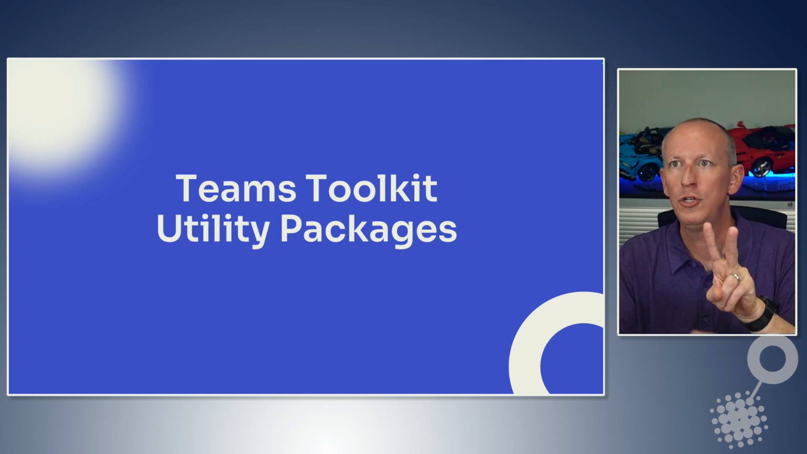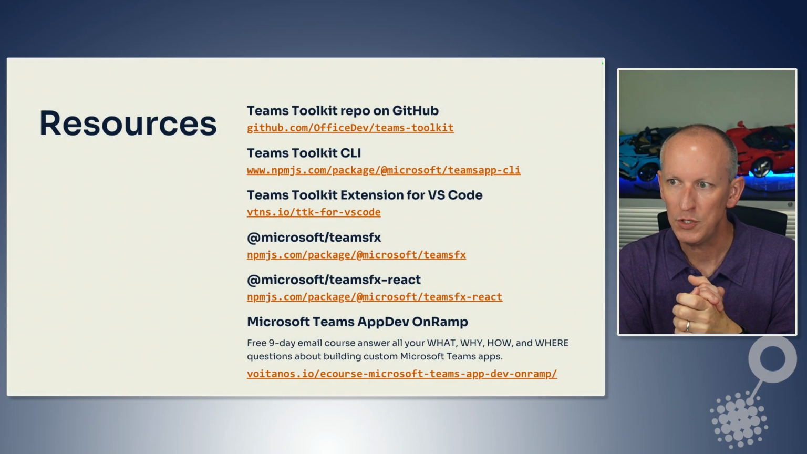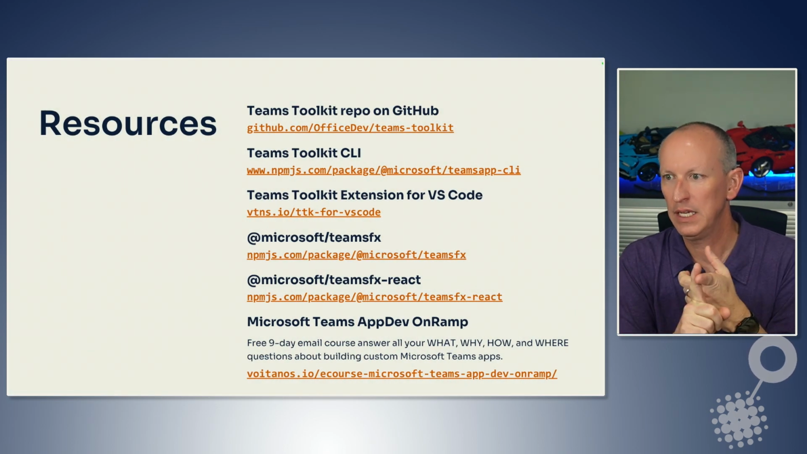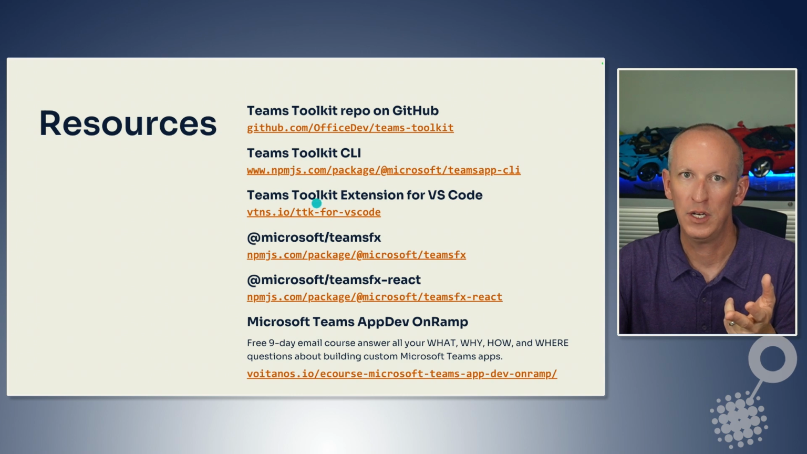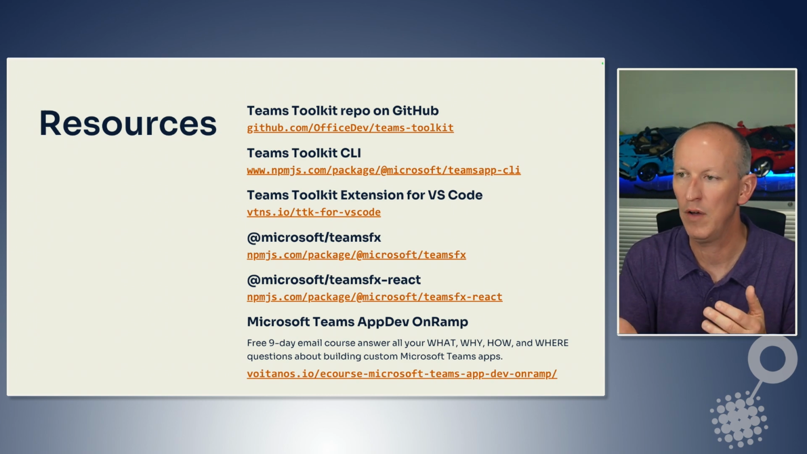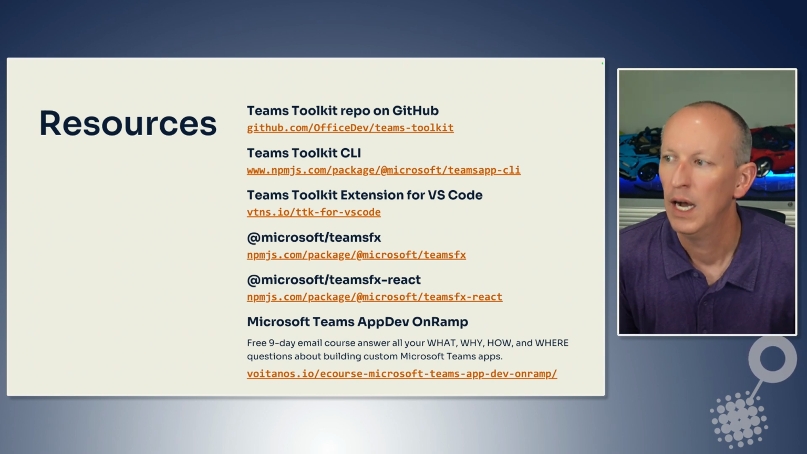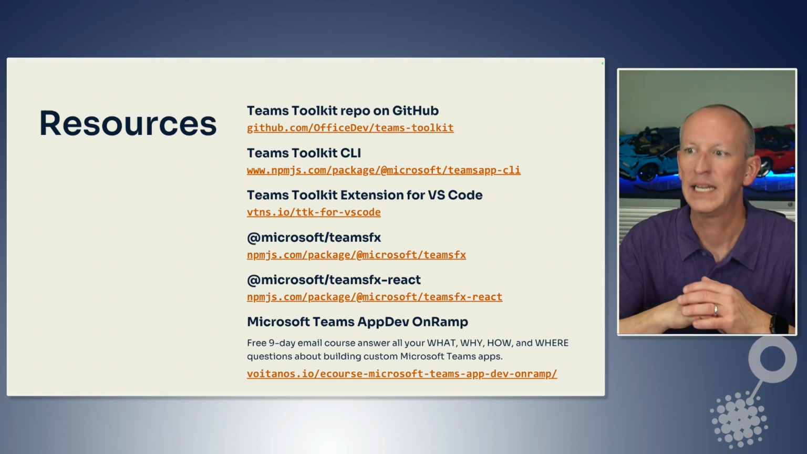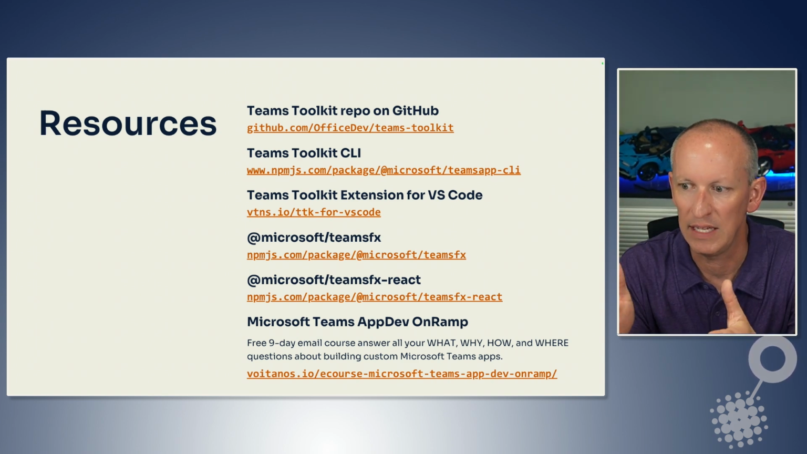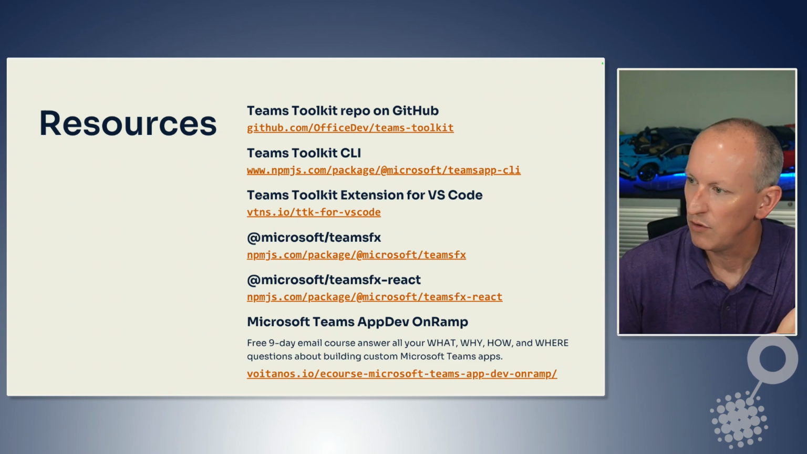We've only covered two parts of the Teams Toolkit, the two biggest ones. There's a lot more to it. As I said, you've got the Teams CLI and the Visual Studio Code extension, which are both listed right here. But you also have the entire repository. If you go to github.com/officedev/teams-toolkit, that is going to take you to the repository that contains all of the source code for everything that I'm showing here, well, everything but the last one. That's mine.